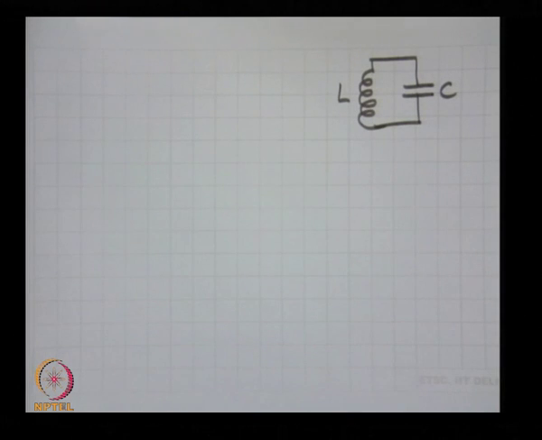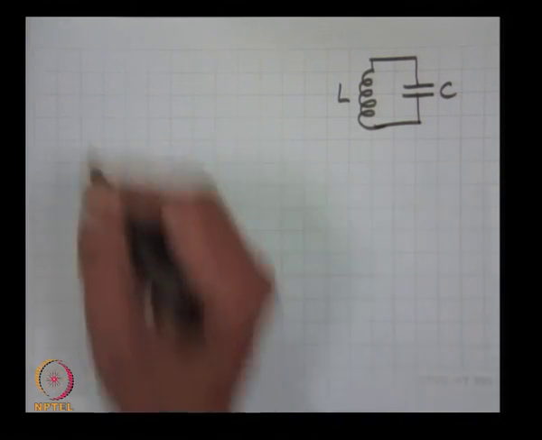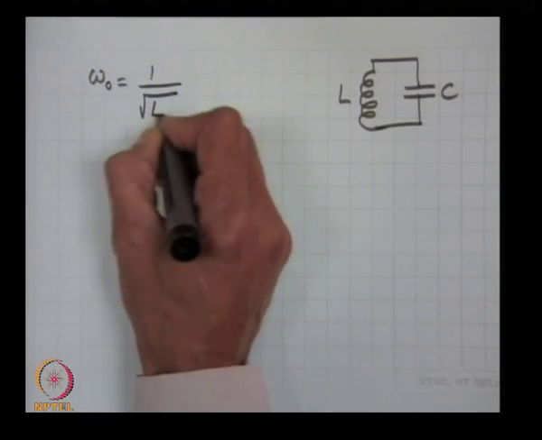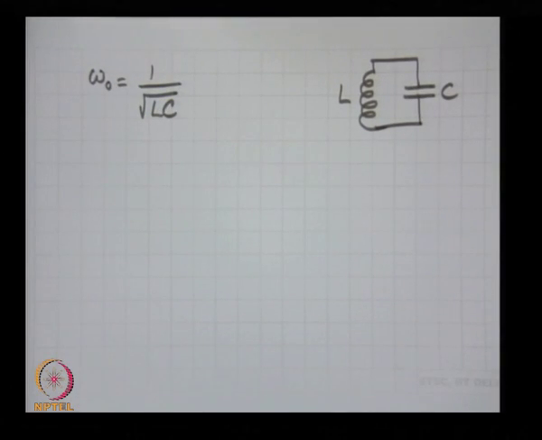We all know that this LC circuit behaves like an oscillator. If you calculate the current in the circuit or the charge on the capacitor, it varies sinusoidally. If I assume no resistance in the circuit, this will oscillate forever, just like an undamped harmonic oscillator. What is the frequency of oscillation? Omega 0 is equal to 1 by square root of L times C.